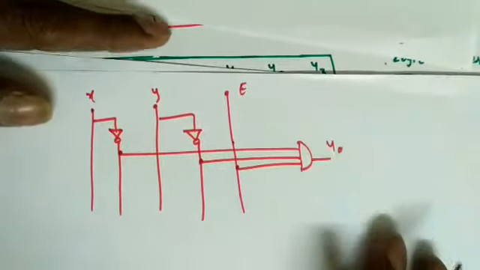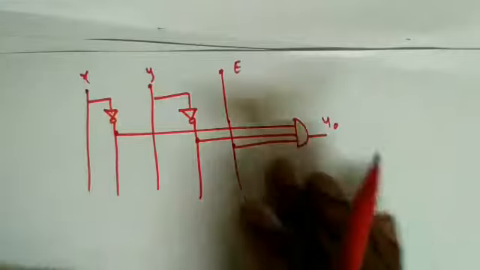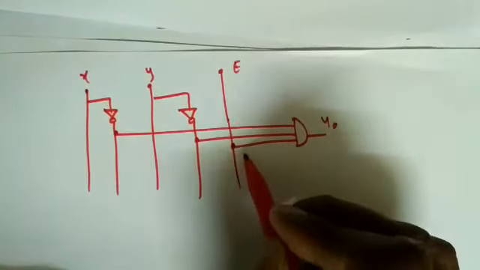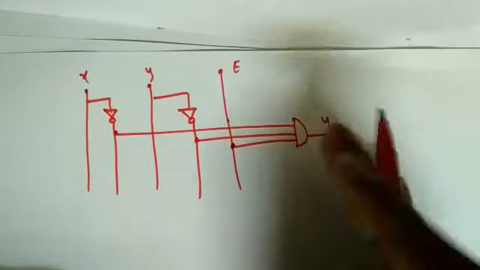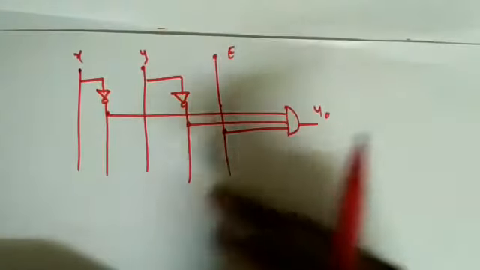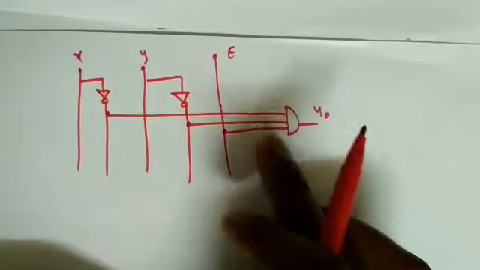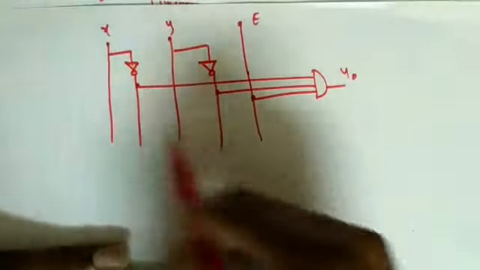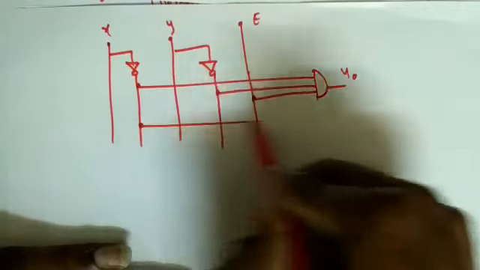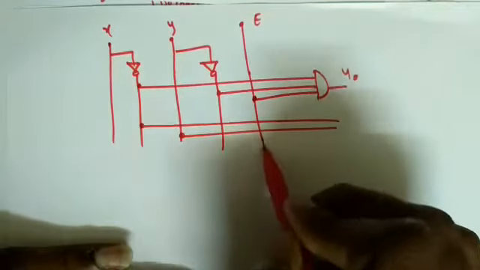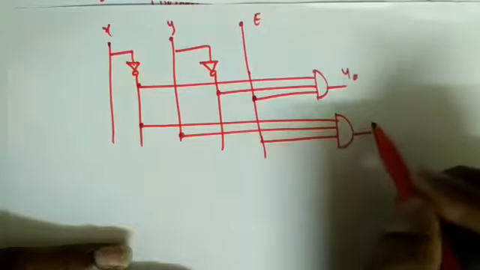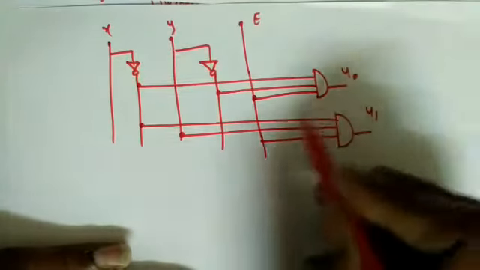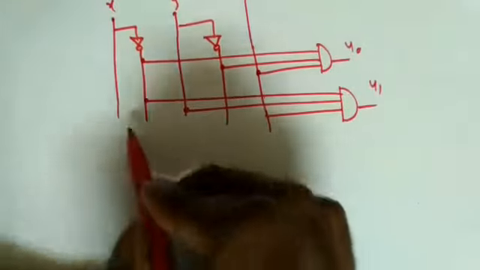So y0. Now there is a point we need to remember. Whenever the enable input is high, the AND gate is enabled. So when the AND gate is enabled, whenever this enable input is high. In the second case, x bar y. So this is x bar, this is y, and this is enable. So this is y1. Here also, whenever the enable input is high, the AND gate enables the operation.